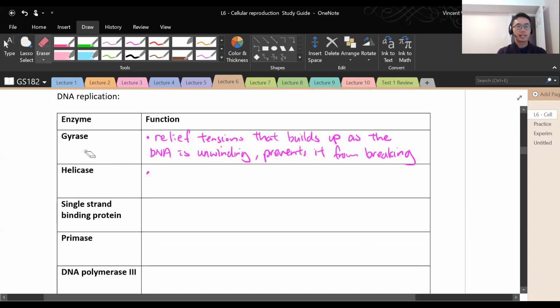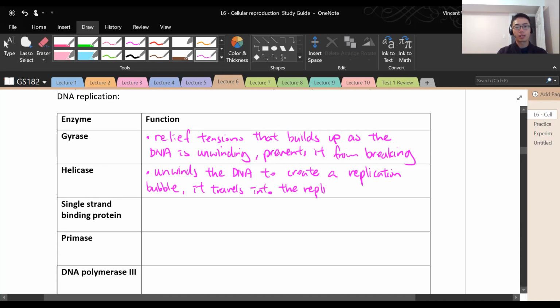Helicase. This is the enzyme that is responsible for unwinding the DNA. So it unwinds the parent DNA to create a replication bubble. It travels towards or into the replication fork as DNA is being copied.